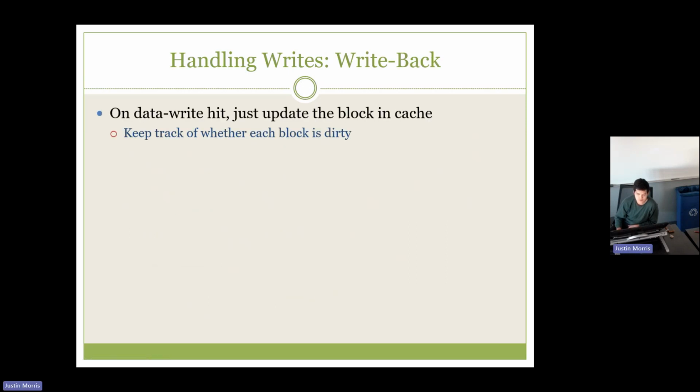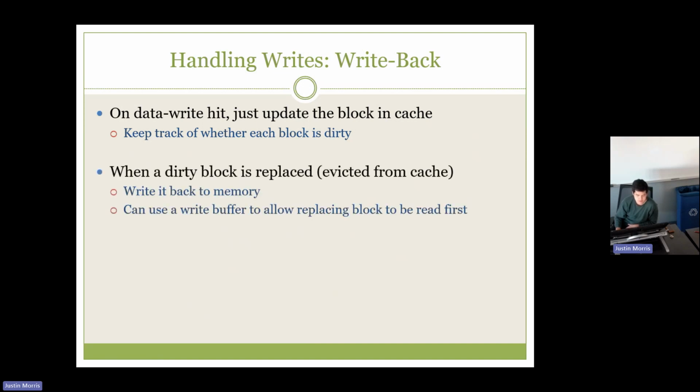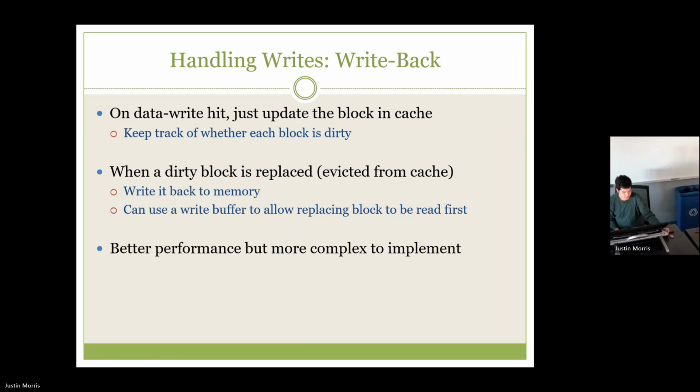So this is the other way that we can do this. It's write back. On a data write hit, we just update the block in the cache. And then we keep track of whether the block was changed or not. And then when it is evicted or replaced, then we write it back to memory. This is better performance, but more complex to implement.